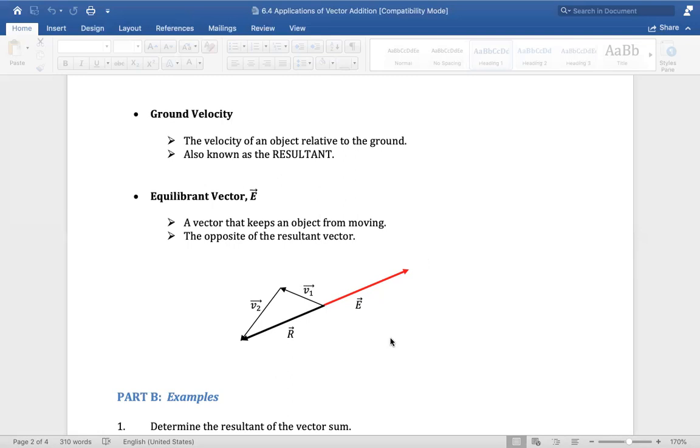To give a further example of keeping an object from moving, we're going to look at an example next about a traffic light. If you think about a traffic light that's hanging there as you go through the intersections, gravity is trying to push it down. However, there's also something holding it up. So you've got something acting in the opposite direction of gravity in order to hold it up, and that's the idea of an equilibrant.